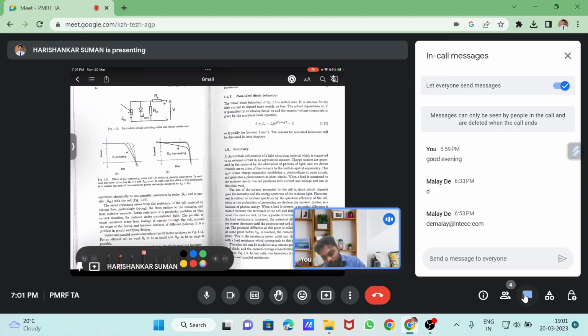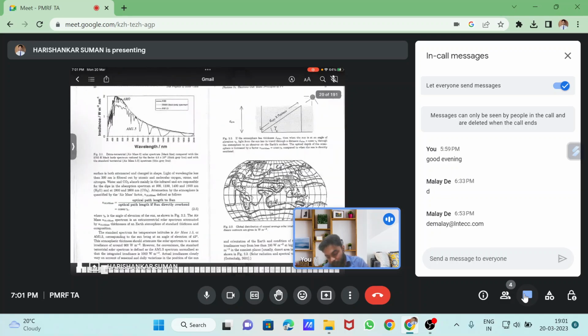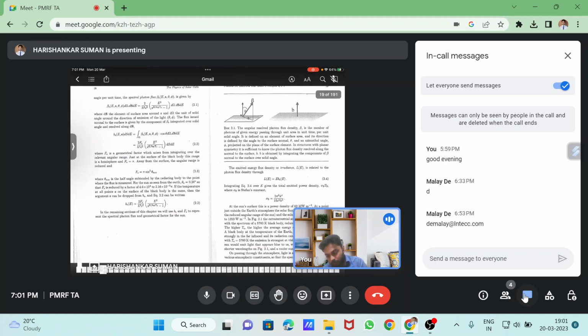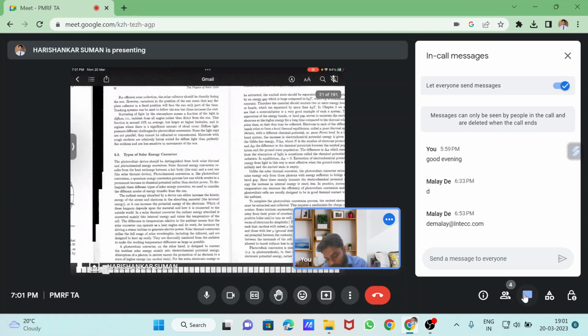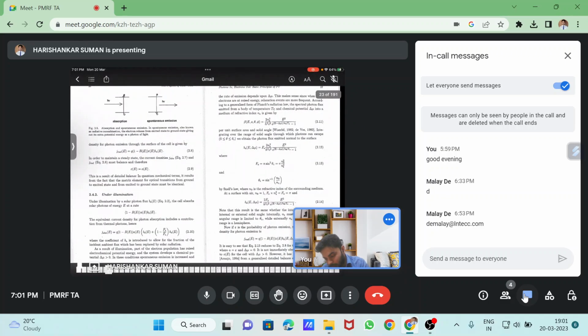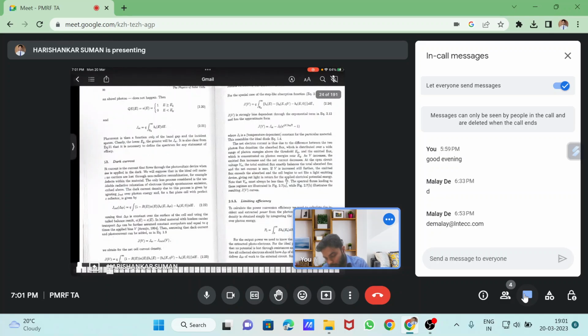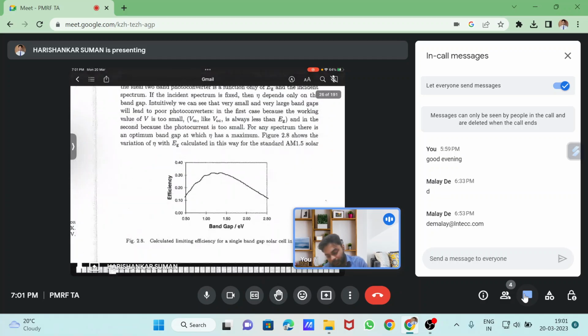And already this is related to the AM 1.5 air mass coefficient, angle also, how absorption can happen, all things.